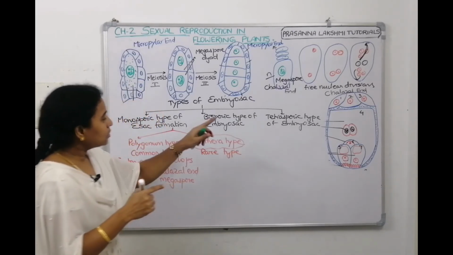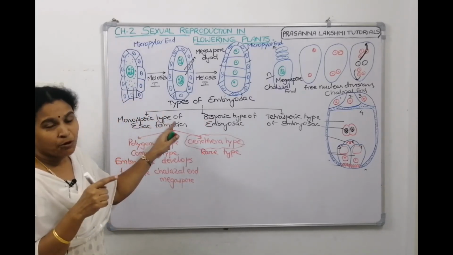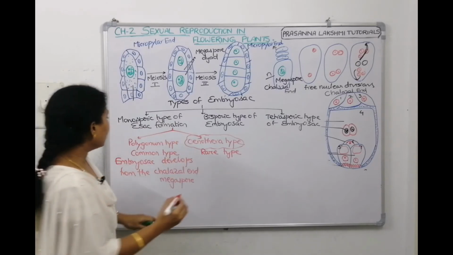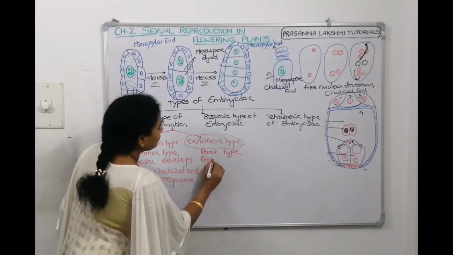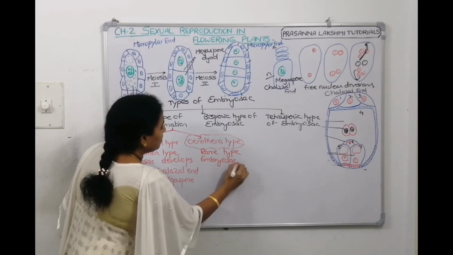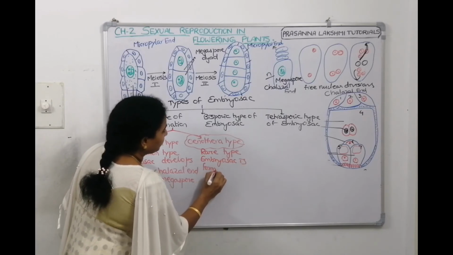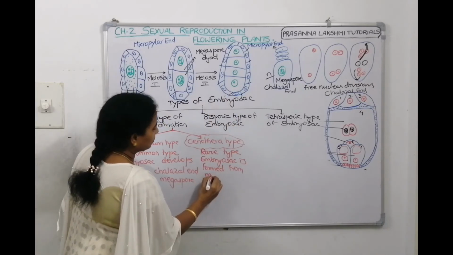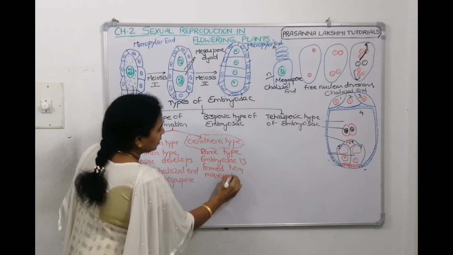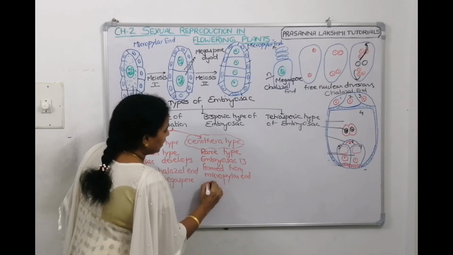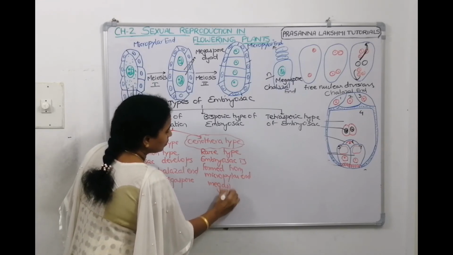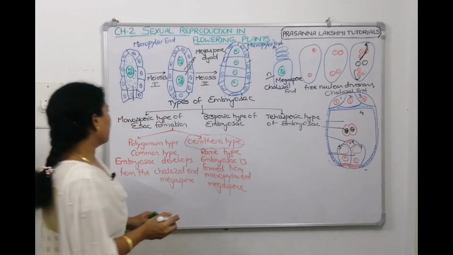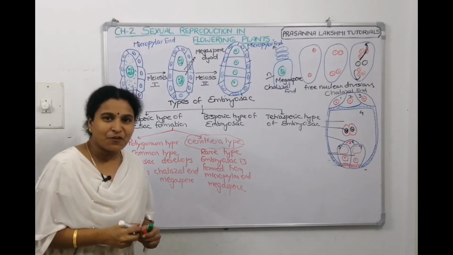But then, there also it is forming from one only. One spore makes the embryo sac. So where is that? The embryo sac is formed from the micropylar end megaspore. So, this is about the monosporic type of embryo sac formation.